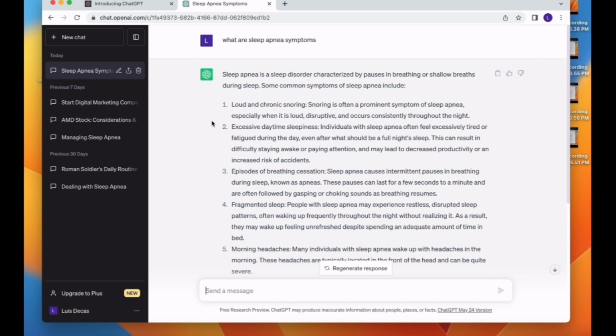All right, number 1, it says loud and chronic snoring. Snoring is often a prominent symptom of sleep apnea, especially when it's loud, disruptive, and occurs consistently throughout the night. All right, that's something to pay most attention to.